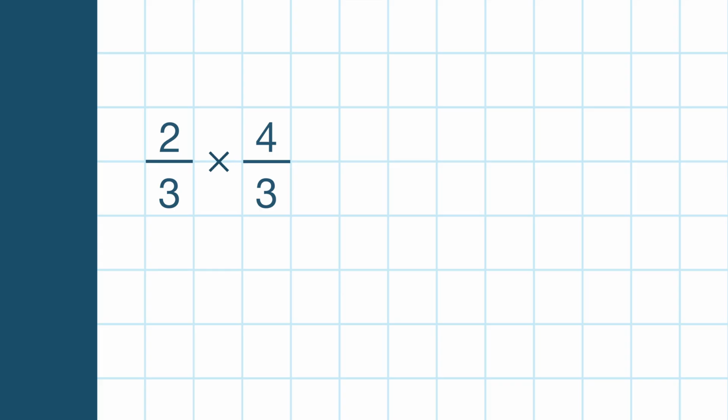Now multiply 2/3 times 4/3. Multiply the numerators. What is 2 times 4? It's 8. Multiply the denominators. What is 3 times 3? Yes, 9. So 2/3 divided by 3/4 equals what?